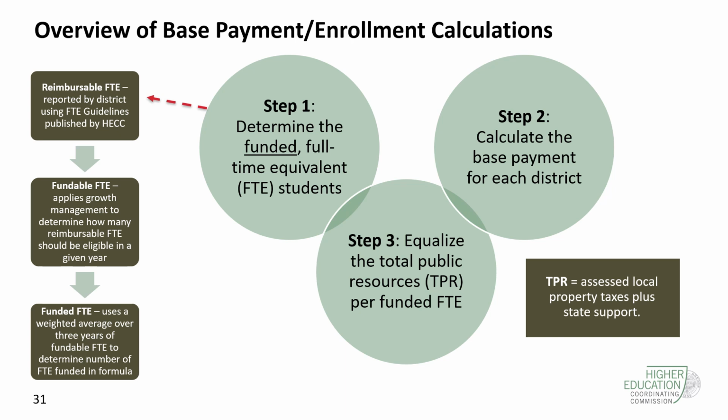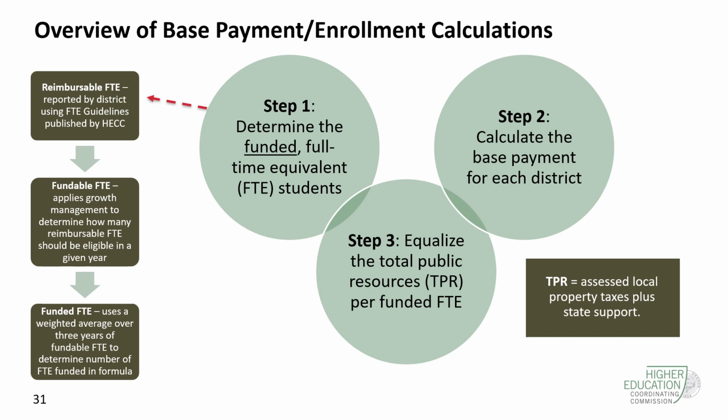But the idea is that there are essentially 3 steps to calculate the base payment and then the enrollment payments. But there are 3 kind of sub-steps or preliminary steps that we take to determine the number of funded full-time equivalent students. So we first start off with calculating the number of reimbursable full-time equivalent students.